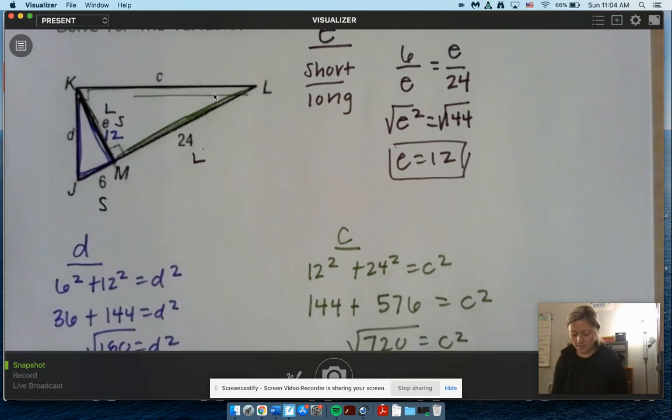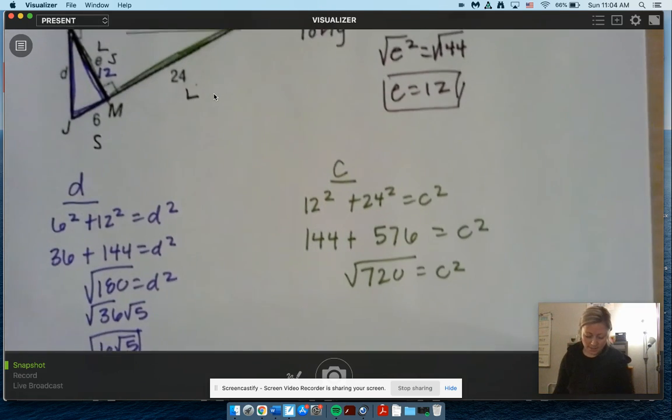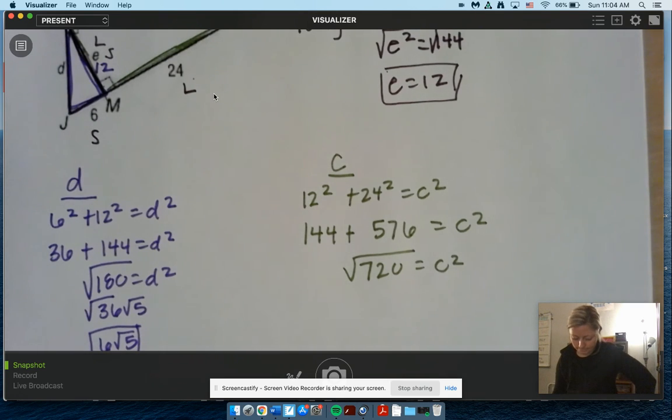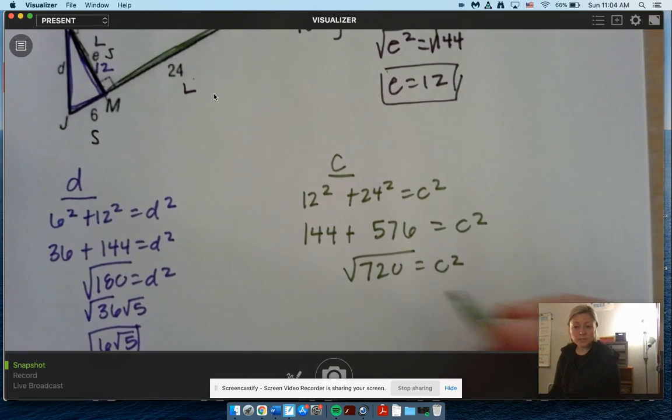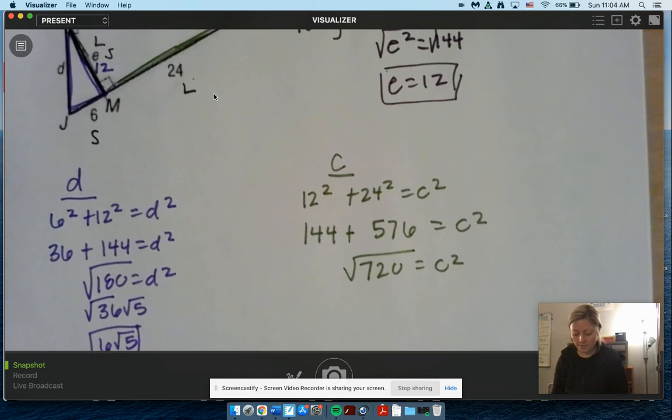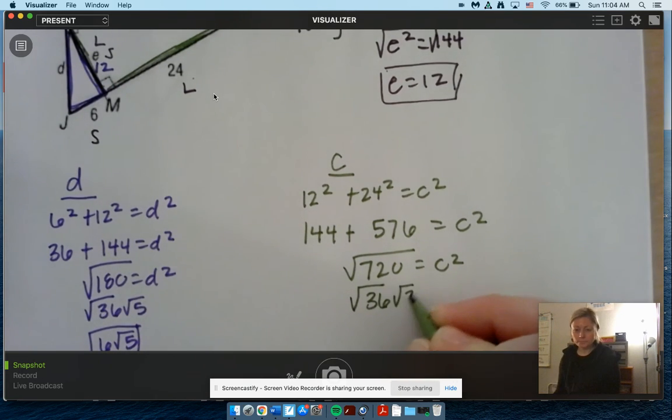Take the square root, which isn't a nice number, so we kind of have to think outside the box. 720. What's going to go into 720 nicely? Well, what's 720 divided by 2? Excuse me, guys, brain fart. 360. So that kind of works. So we could do that. So let's take 720 divided by 36. And we get 20. Okay.